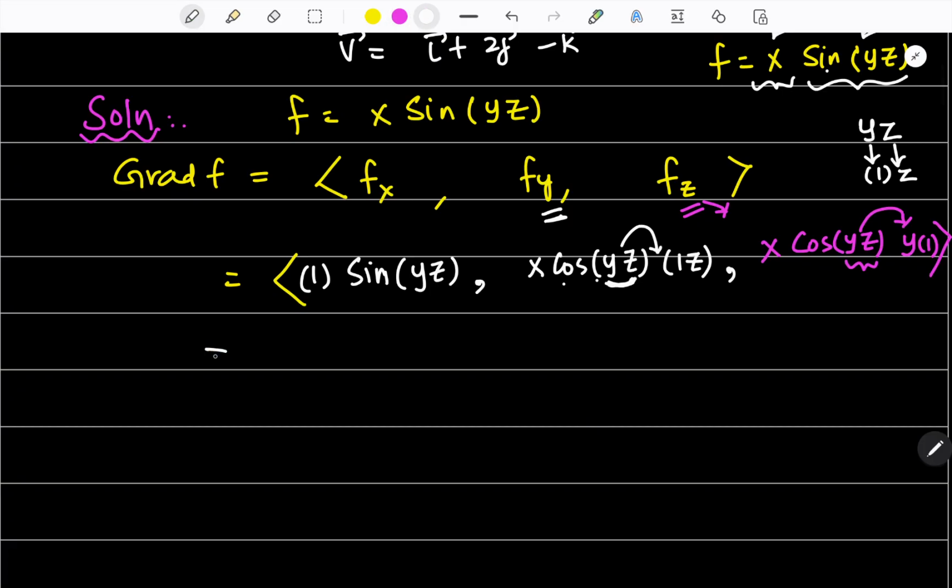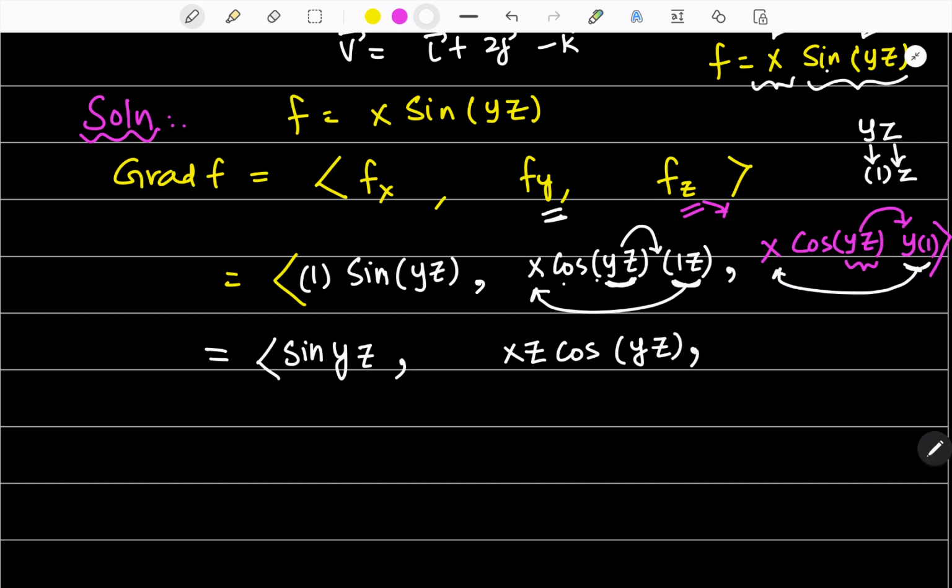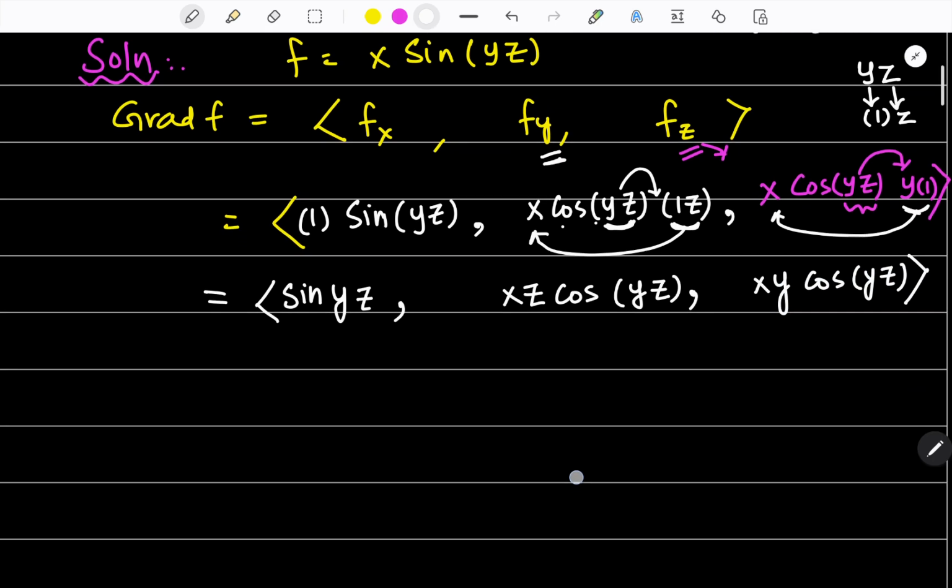So what happens now? This equals sin(yz), comma. This is a multiplication and this is an angle, so take this to the front: xz cosine(yz), comma. This is a multiplication, take it to the front: xy cosine(yz). Close the vector bracket.